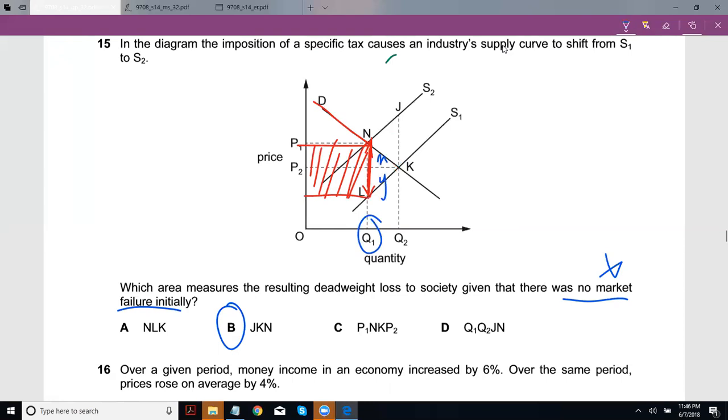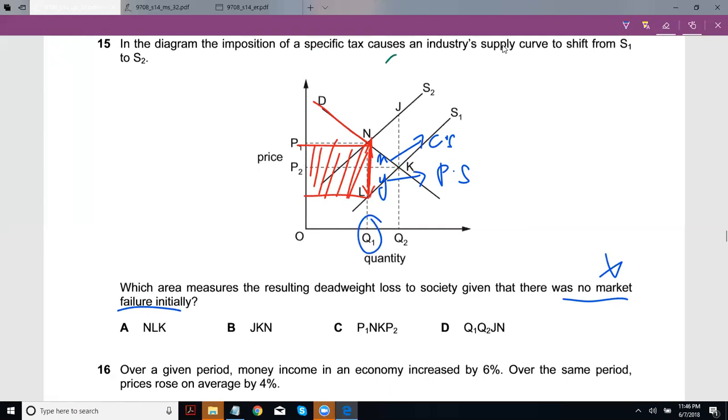And these two are areas that disappeared from surplus. So X basically disappeared from your consumer surplus, and Y was taken away from your producer surplus, and it wasn't gained by any stakeholder. So that's what you're going to go with.